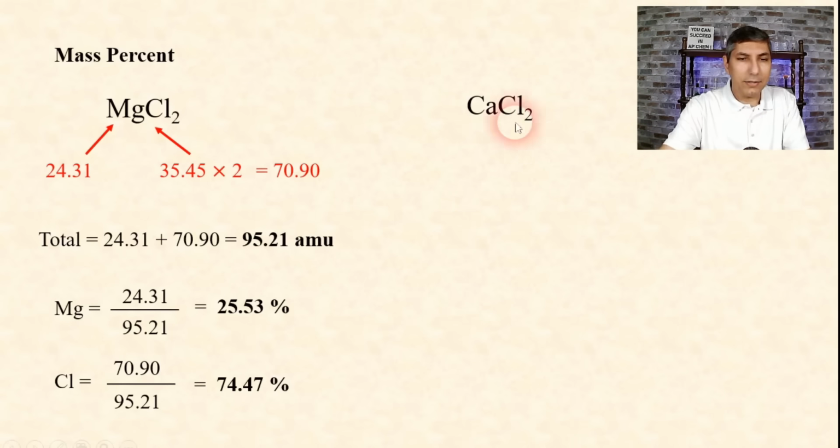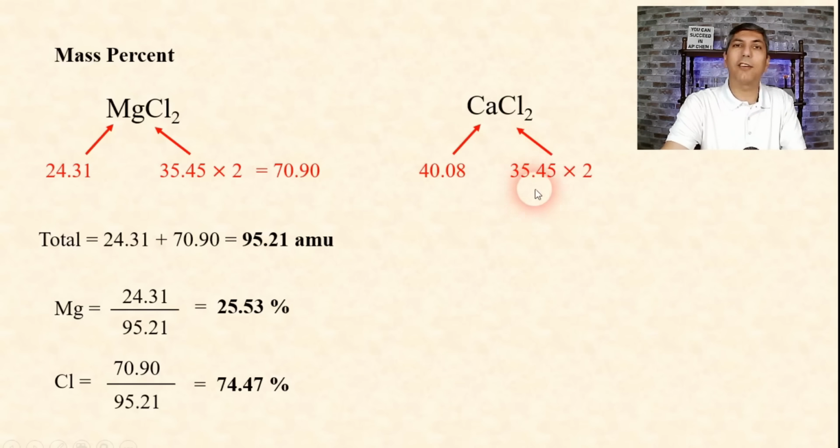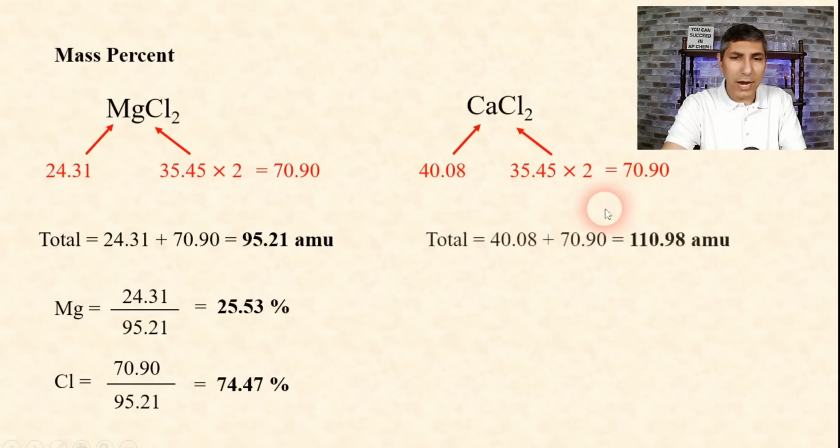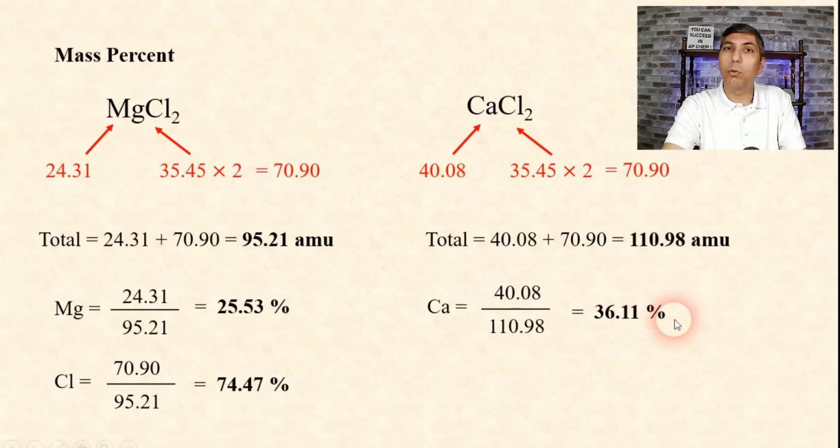Now once again, calcium has an atomic mass of 40.08 atomic mass units. Chlorine is still 35.45, and we have 2 of those atoms, of course, so that's still 70.90. And once you add those together, we get that the total molar mass here is 110.98 atomic mass units, AMU. And so to find the mass percent of calcium, we just take the 40.08 divided by the total, and we get 36.11%.